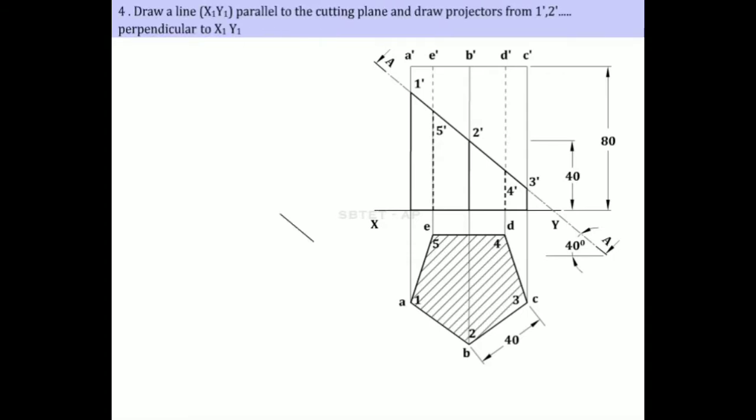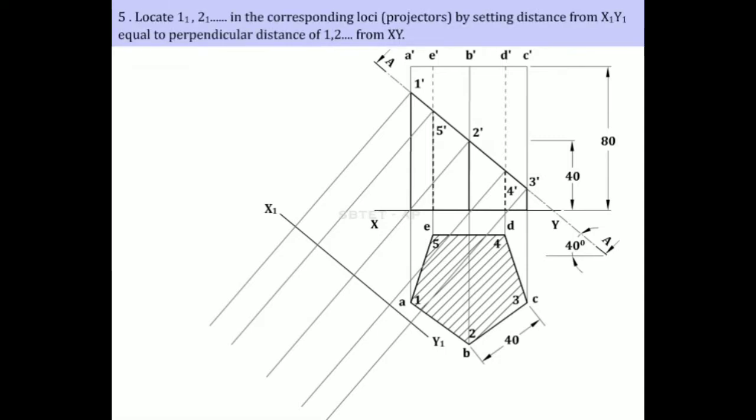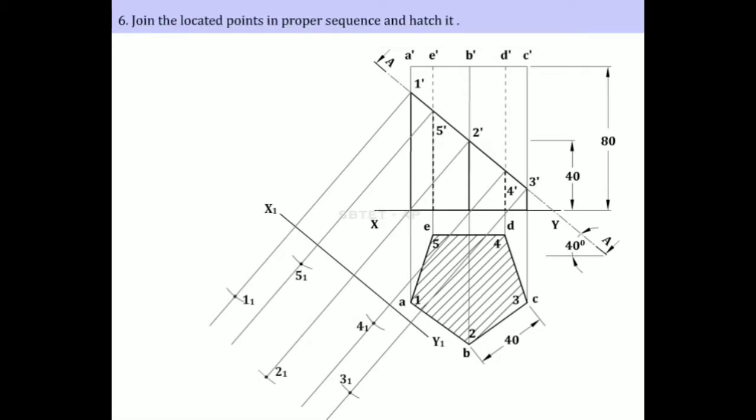Draw a line x1, y1 parallel to the cutting plane and draw projectors from 1 dash, 2 dash, etc. perpendicular to x1, y1. Now locate points 1, 1, 2, 1, etc. in the corresponding loci by setting distances from x1, y1 equal to perpendicular distances of points 1, 2, etc. from xy. Join the located points in proper sequence and hatch it.